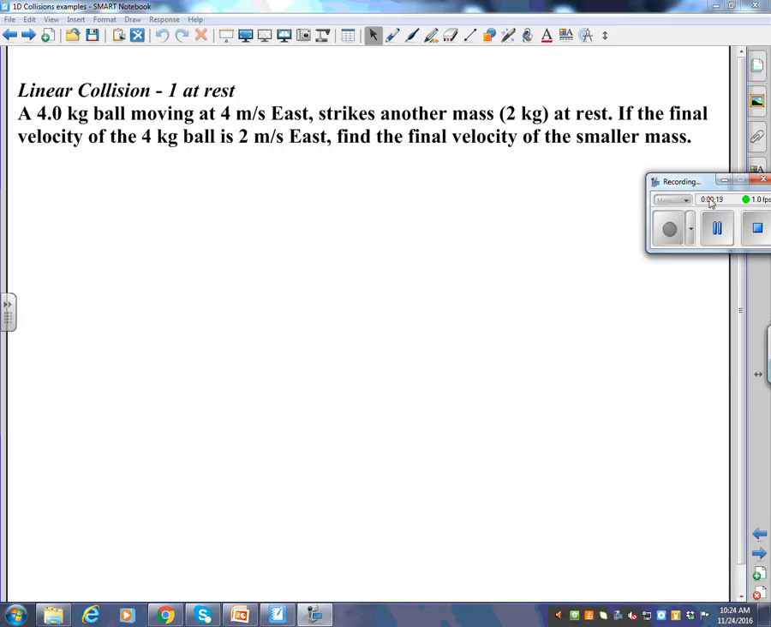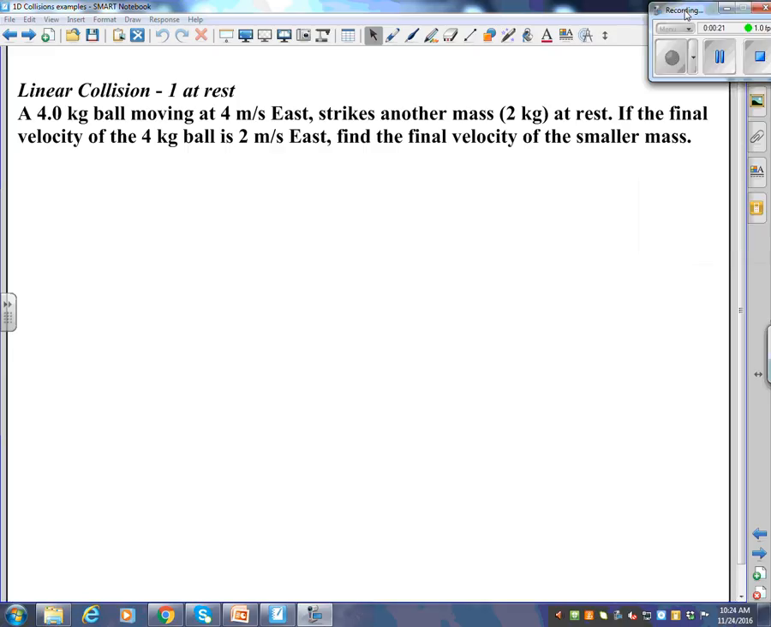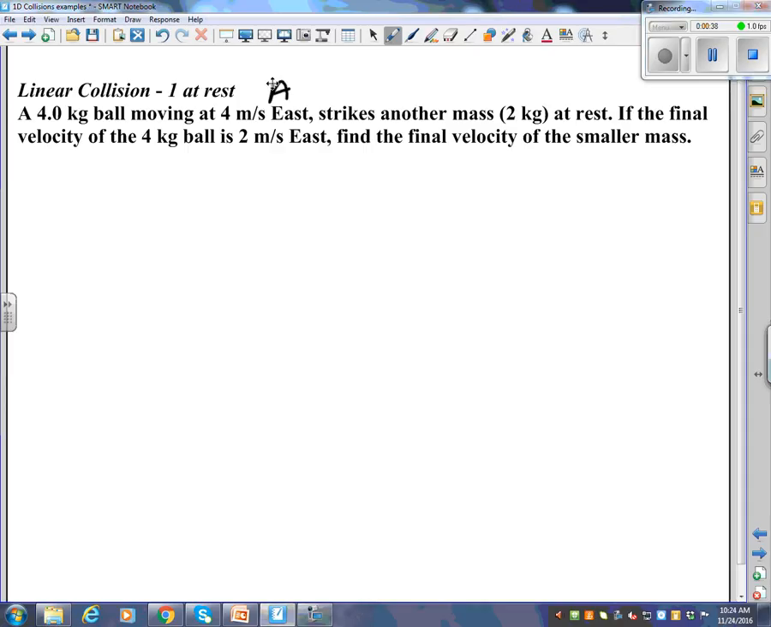Do you get the feeling that a picture might help? Okay, so we've got a 4 kilogram ball moving at 4 meters per second east, striking another one at rest. Do you want to call these A and B? I think A and B works better because numbers tend to be confused with the speed and the mass and everything. So let's call this one A and we'll call this one B.